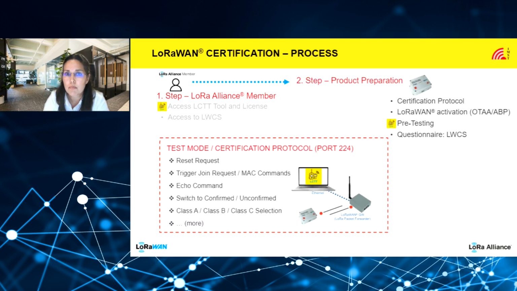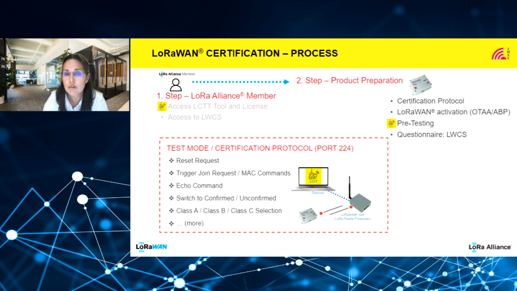Once you would like to prepare your product for the test, the most important thing is that the certification protocol will be implemented. This is defined to be used on port 224. And this is important in order to be able to run all the tests automatically. With this, the LCTT will be able to send downlinks on this port, allowing us to trigger some join requests or make commands or echo commands in order to verify the correct behavior of the end device.